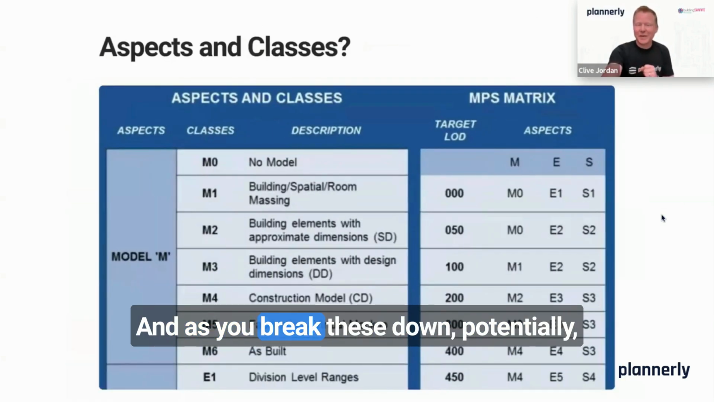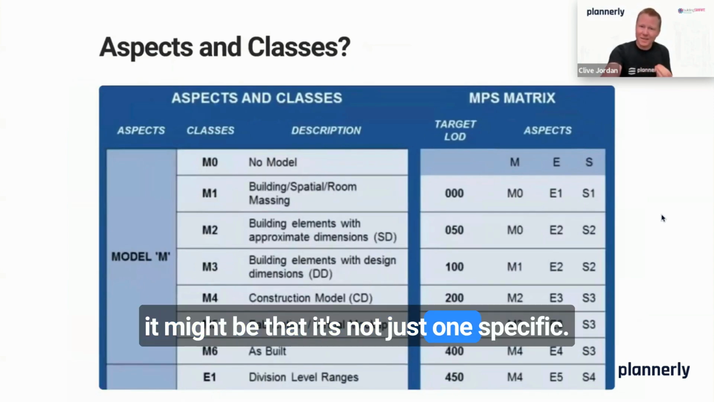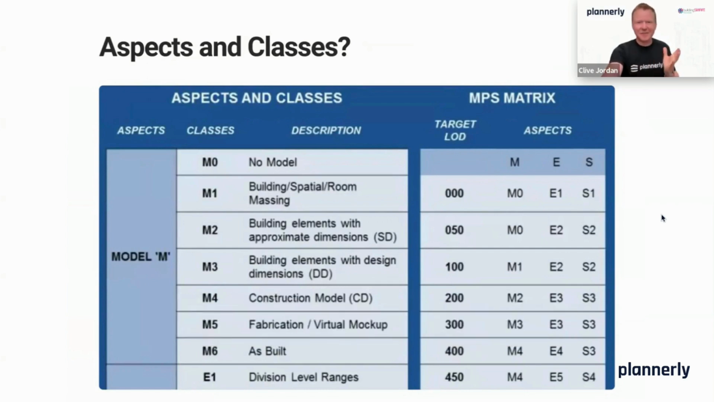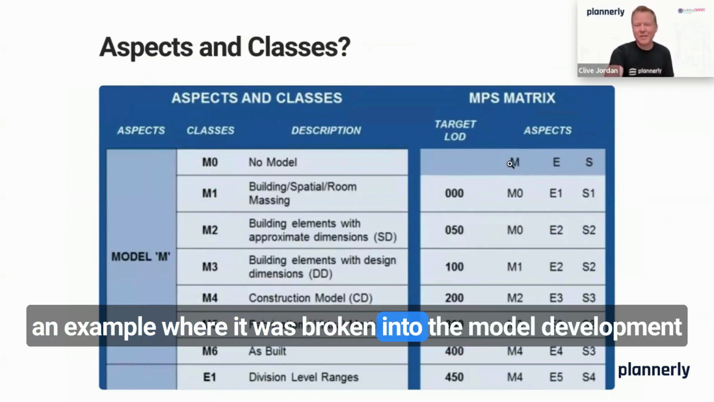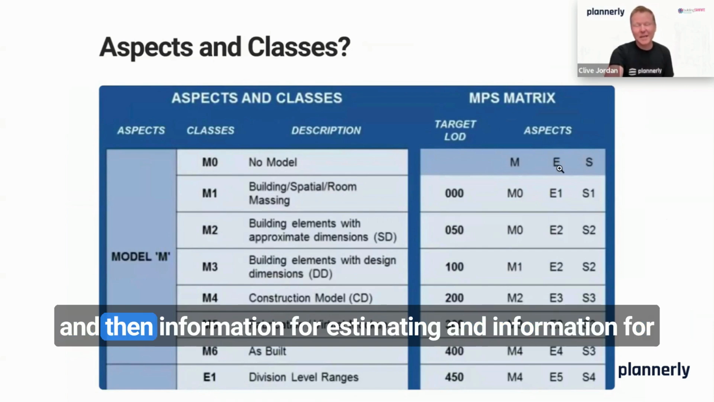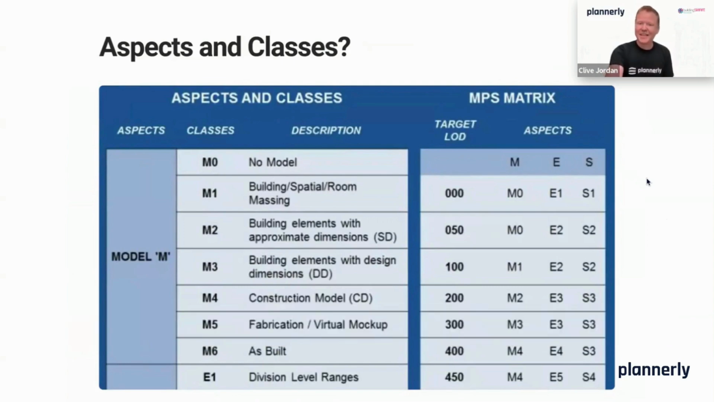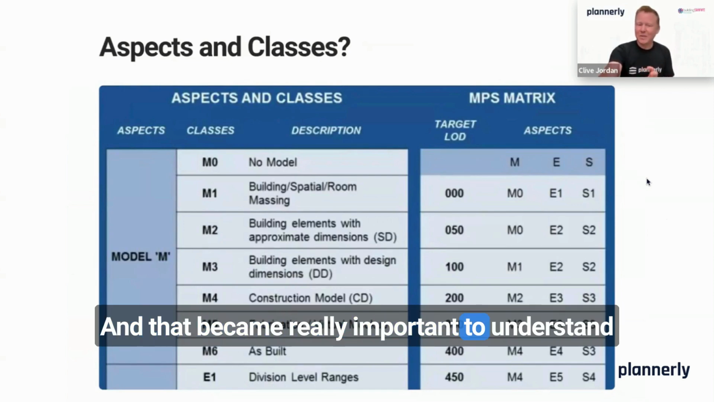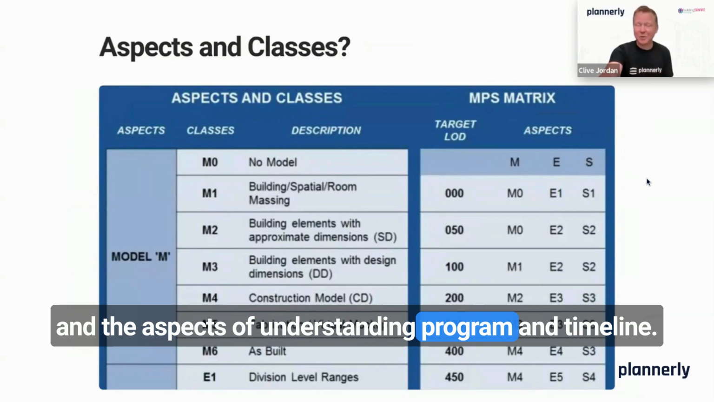And as you break these down, potentially it might be that it's not just one specific linear scale, it's actually multiple things. In this example, this is not one to be used, but it's an example where it was broken into the model development, and then information for estimating and information for scheduling, programming, planning, timelines. And that became really important to understand how you would use the model for the aspects of estimating and the aspects of understanding program and timeline.